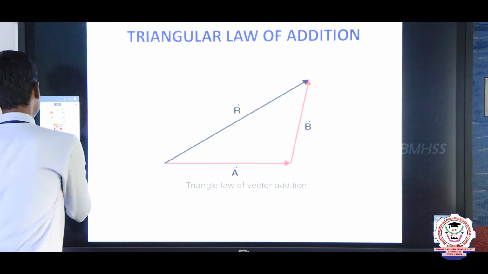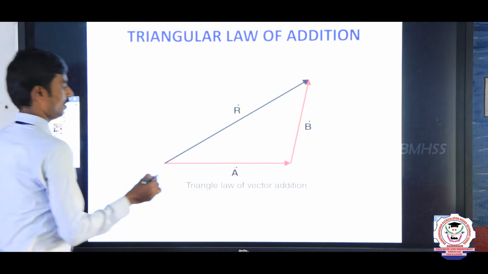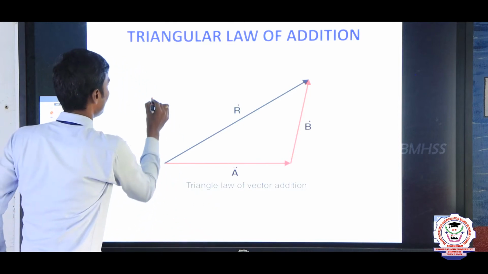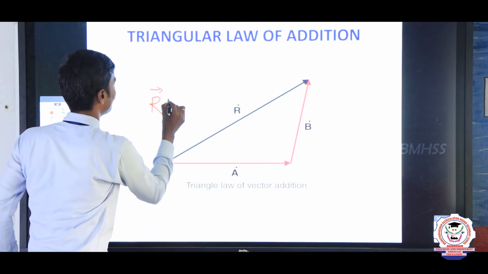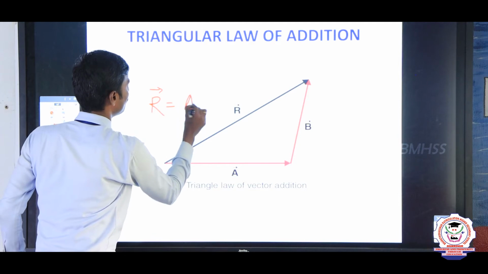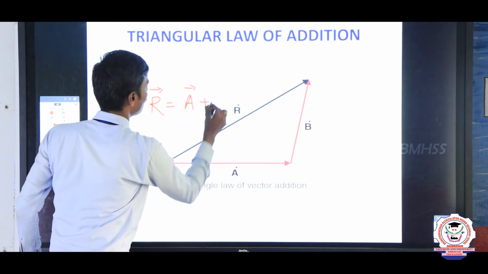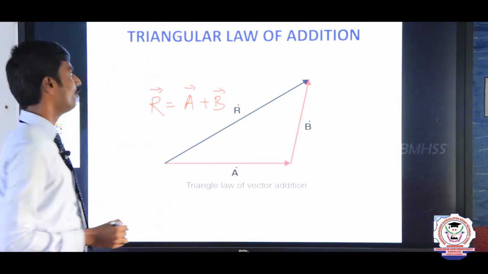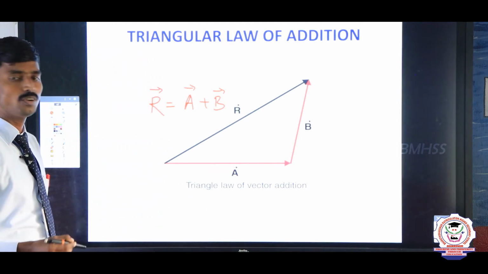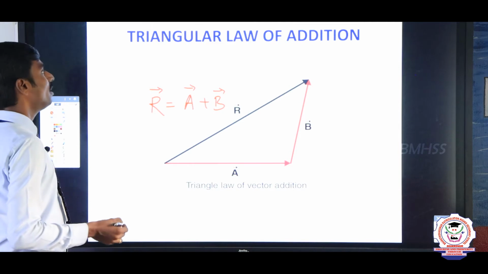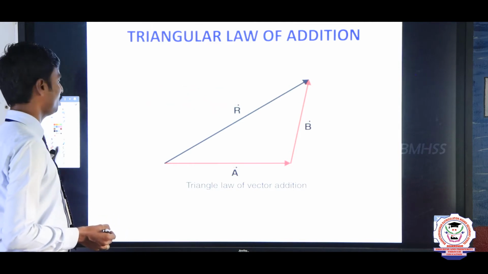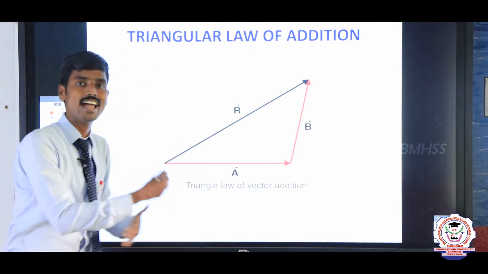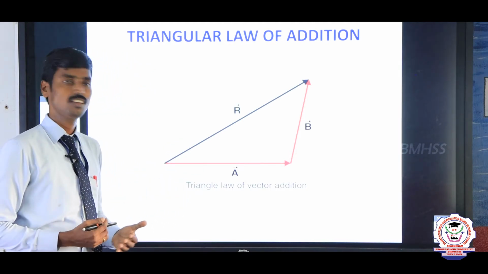For example, here are A vector and B vector. To find the resultant vector, R vector equals the sum of A vector plus B vector. So this is called addition of two vectors. Now, to understand the triangular law of addition, let us consider two vectors, A vector and B vector. How do we add these two vectors?